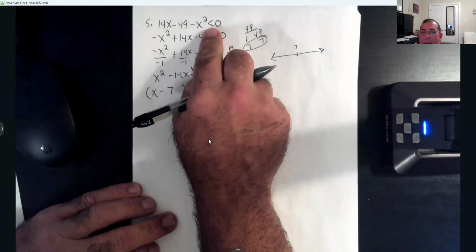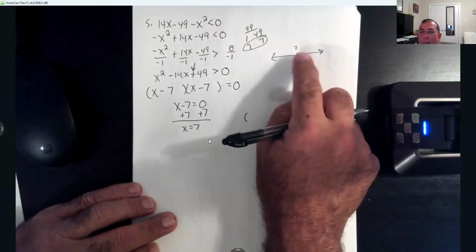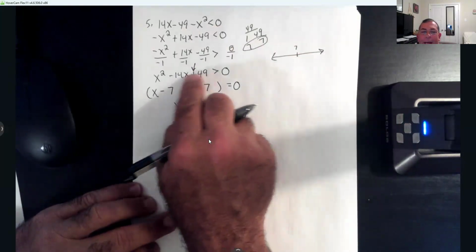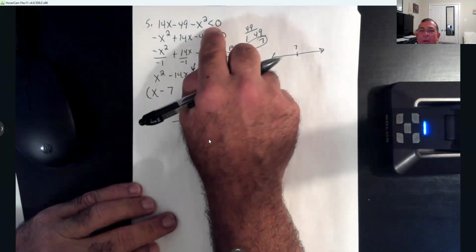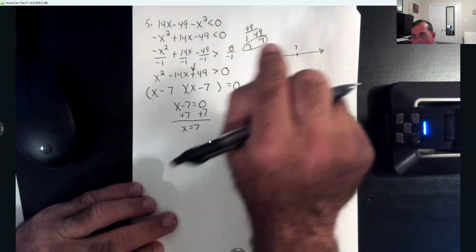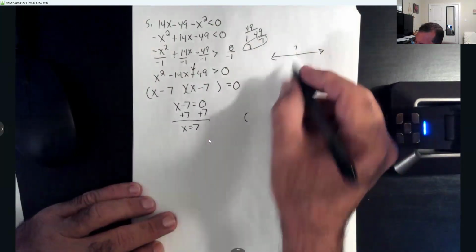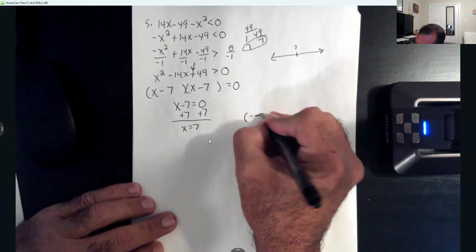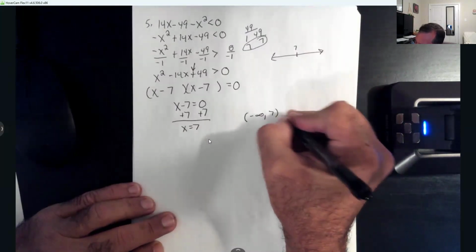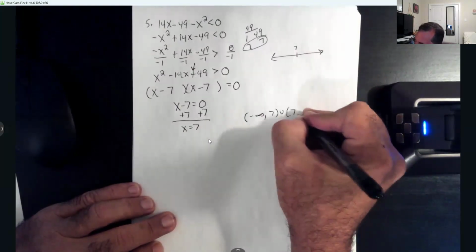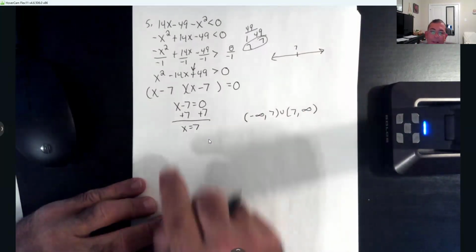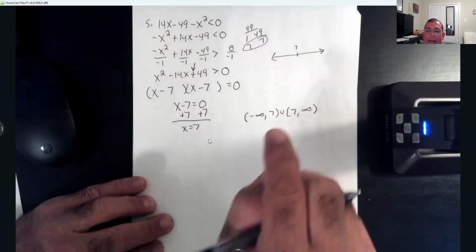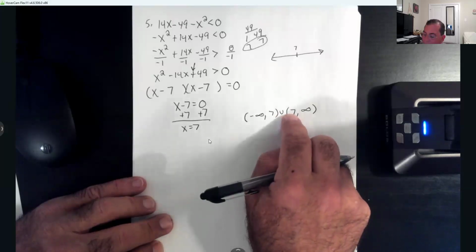Notice, these can't have equals on them. When it's a single answer like this, you won't have equals on it. It'll either be a less than or greater than. This one will go from -infinity to 7, union from 7 to positive infinity. So if there's only one answer, that is the only answer we're kicking out.